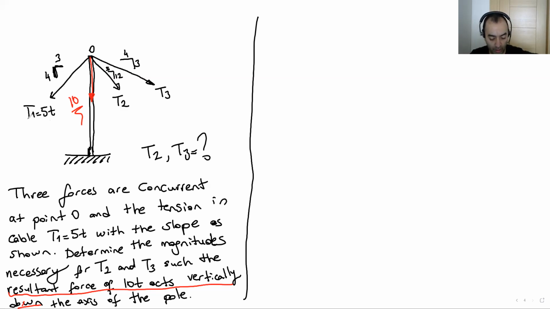So let's start from T1. By the way, you can see the slopes here. These numbers are proportional with these numbers. So it is a 3, 4, 5 triangle here. This is 5, so the slope magnitude is 5. So basically the horizontal force is 3 and the vertical force is 4.